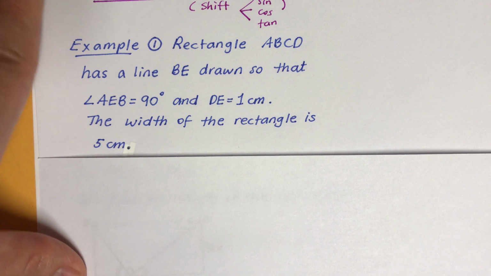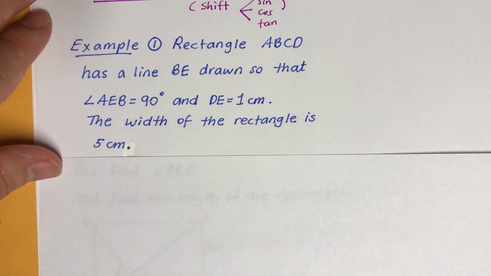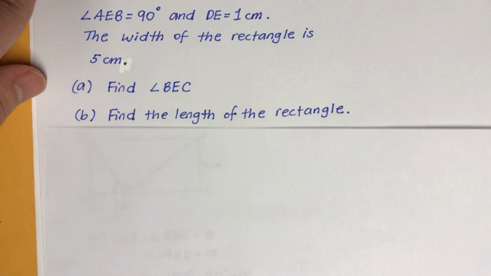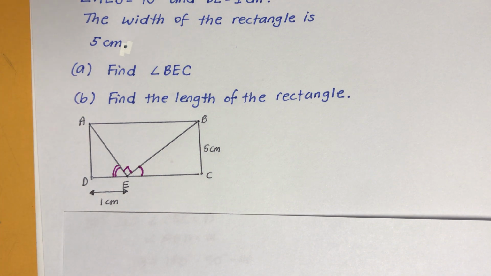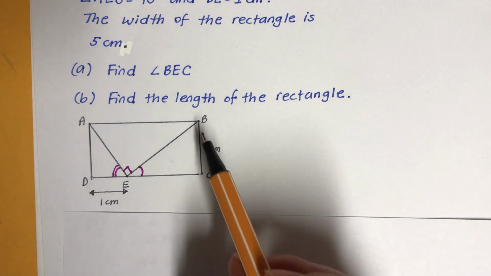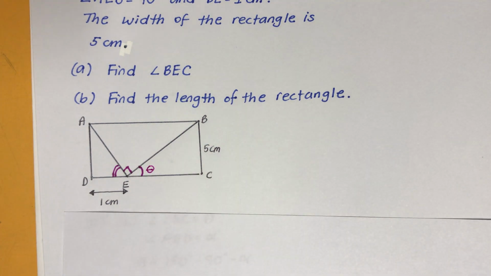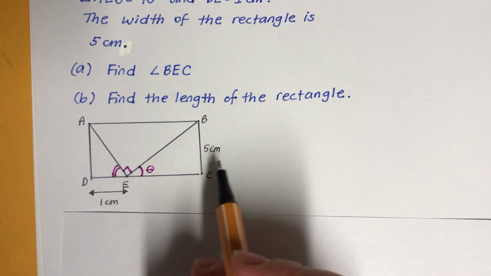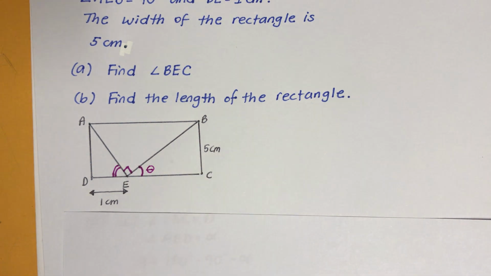Okay, rectangle ABCD has a line BE drawn so that angle AEB equals 90 degrees and DE equals 1 centimeter. The width of the rectangle is 5 centimeters. I've actually sketched the diagram below the question. Then find angle BEC. BEC, that's the one I have to find. I'm going to call it theta. And then find the length of the rectangle, which will be this. Okay, I'm going to call it X.